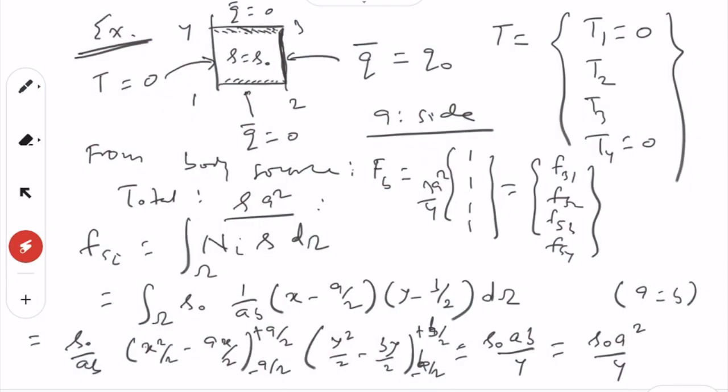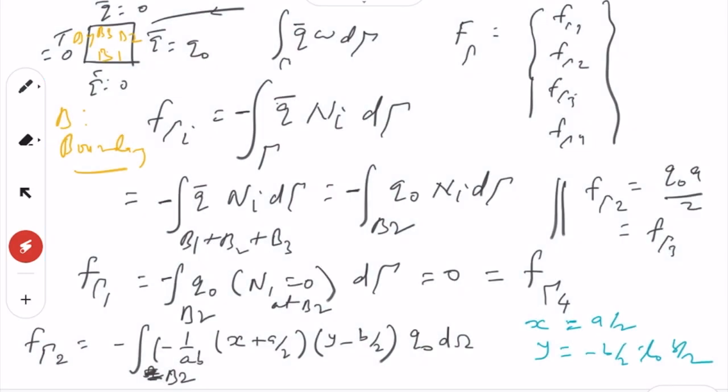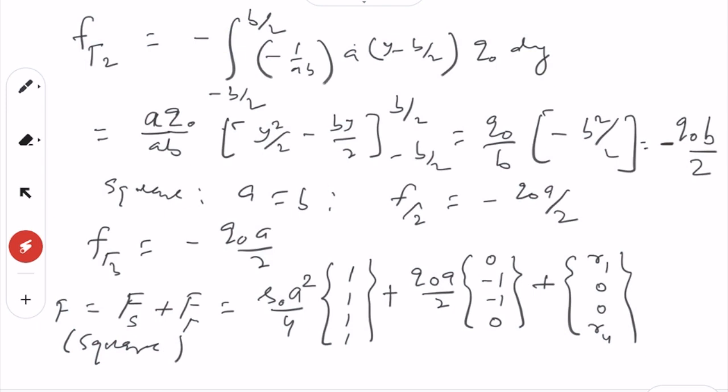So we have seen how to calculate the stiffness matrix and also how to calculate the force vector as well. Through the examples, we have used the rectangular element and a square element to demonstrate that. Okay, so that is all for now.